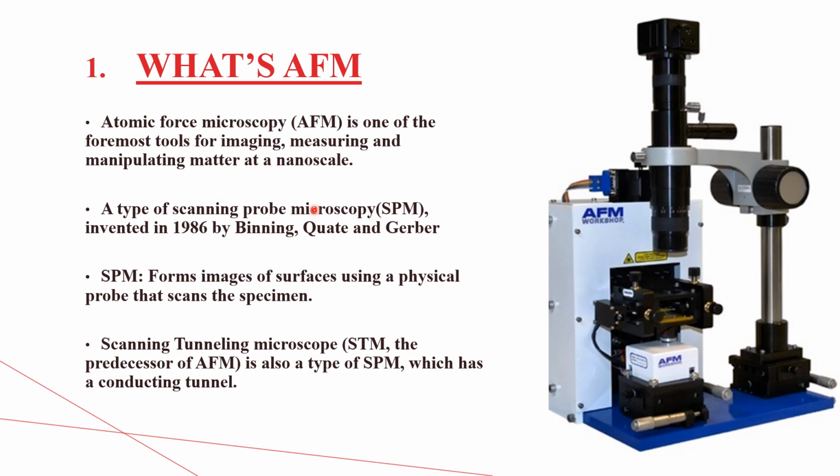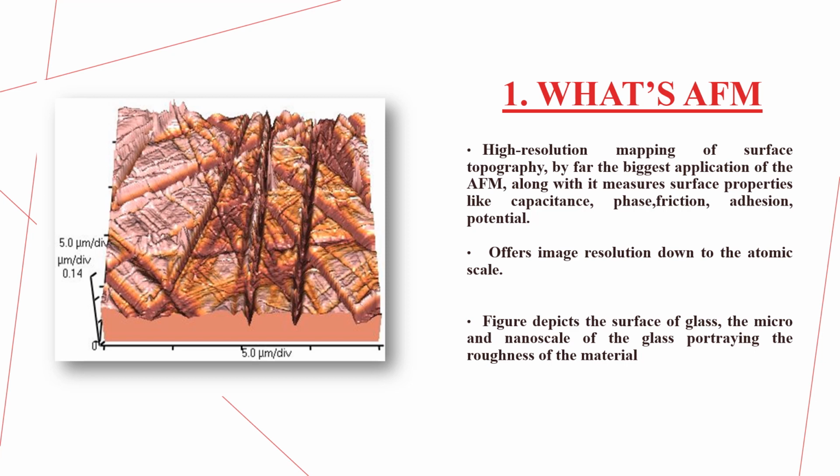Atomic force microscope is one of the most advanced tools for imaging, measuring and manipulating matter at a nanoscale. So, I would come to the next slide. Atomic force microscope has some properties or big applications: it can measure surface properties like capacitance, phase, friction, adhesion, potential, anything. It can offer image resolution to atomic scales. Now this is a picture depicting the surface of glass, which measures the roughness of the glass at micro to nano scale.